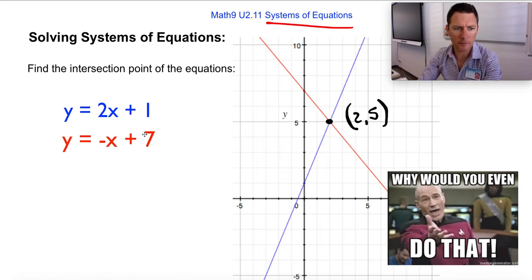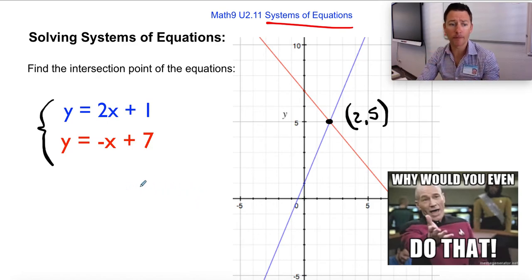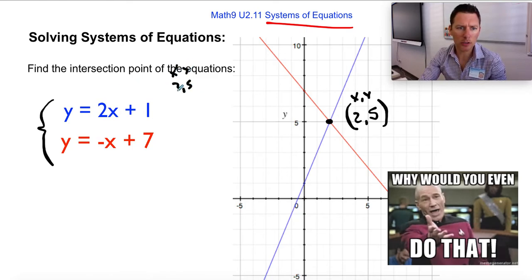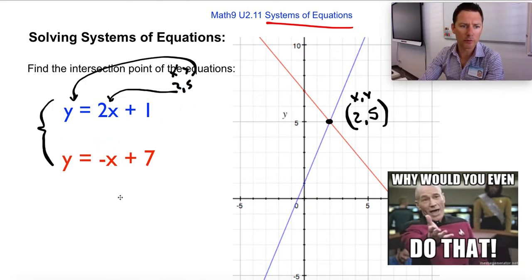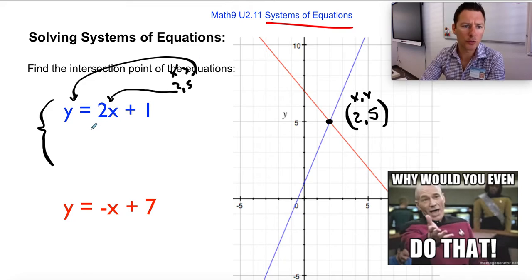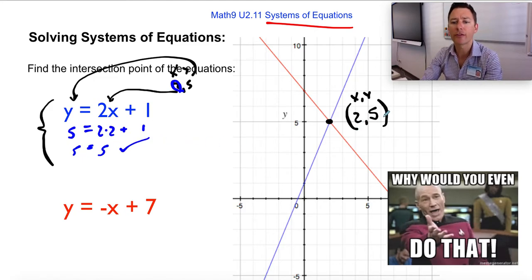You often see systems of equations that look like this, and they have a fancy little bracket. And the solution is the x and y coordinate that, when you put the x value into the x and the y value into the y, makes the equation true. So in this case, this would be 2 times 2, plus 1, and you put 5 for the y. So this is 4 plus 1, that's 5, and does 5 equal 5? Yeah! That's why this is a solution for the blue equation.